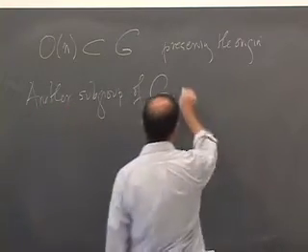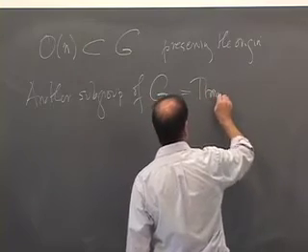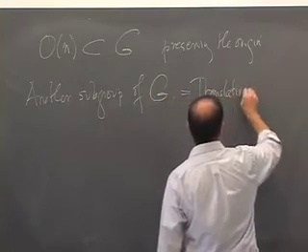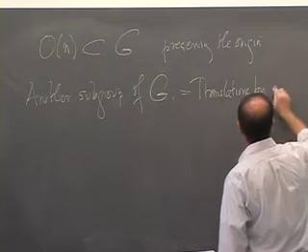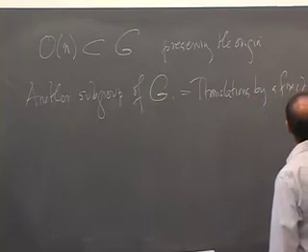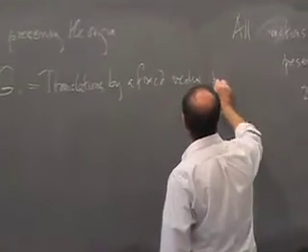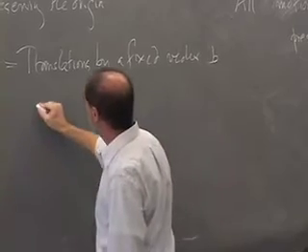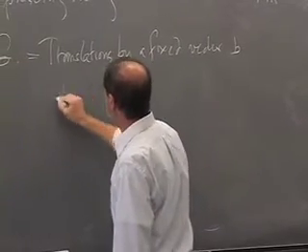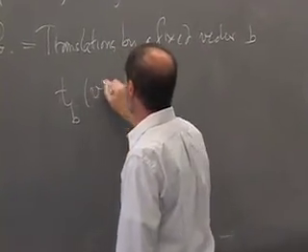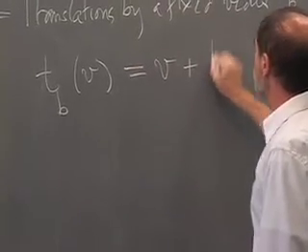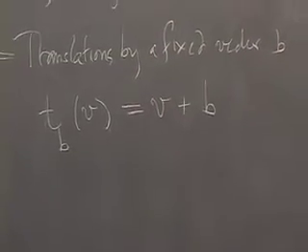Translations. Take a fixed vector B. In other words, let's call T of B of a vector V equal to V plus B. You add B to any vector.